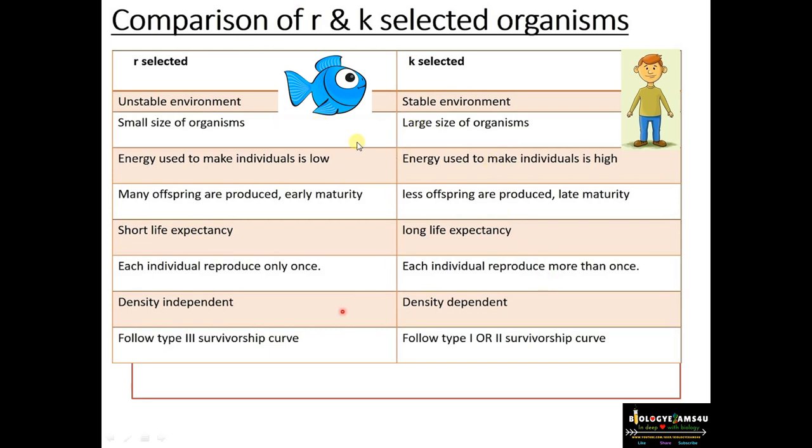So take this example, think of insects and think of humans. Then reproduction rate, then life expectancy, you can easily recollect the features of r selected and K selected species. r means rapid reproduction, K means carrying capacity.